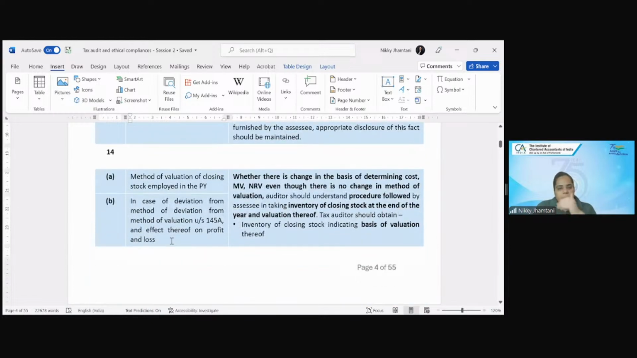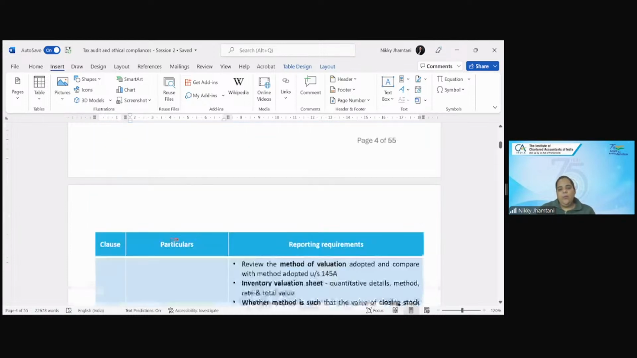Next, we move on to method of valuation of closing stock, clause 14. So, clause 14, part A. Method of valuation of closing stock employed in the previous year. क्या method लगाया अपने closing stock valuation के लिए? Then B, in case of deviation from the method of valuation under 145A and effect thereof on the profit and loss.